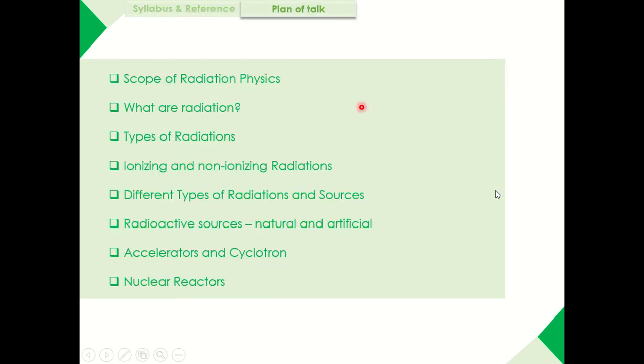So here is my plan of talk. I'll be talking about the scope of radiation physics first. Then we'll try to understand what radiation is. Then types of radiations. Then ionizing and non-ionizing radiation. So we'll be discussing those 4 parts today. Then other things we'll be discussing in the following lectures, inshallah.